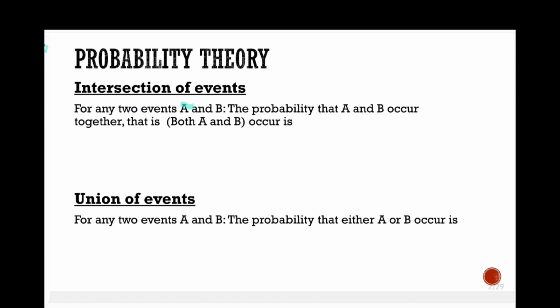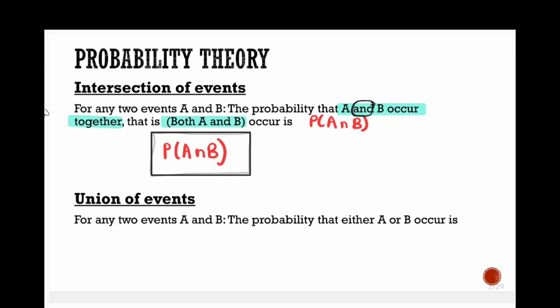For any two events A and B, the probability that A and B occur together, so this condition is very important, which can also be written as the probability of both A and B occurring, is denoted as probability of A intersection B. When you see that, it means intersection. Probability of A intersection B actually means that events A and B are occurring together. So this word "and" is very important. Yes, that's what intersection of events means.